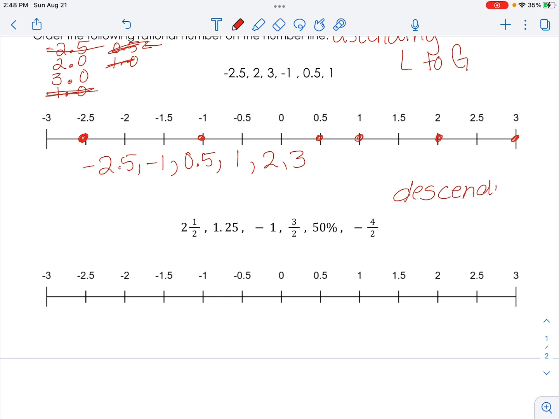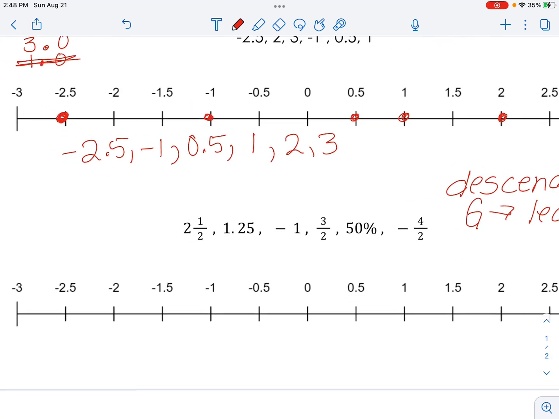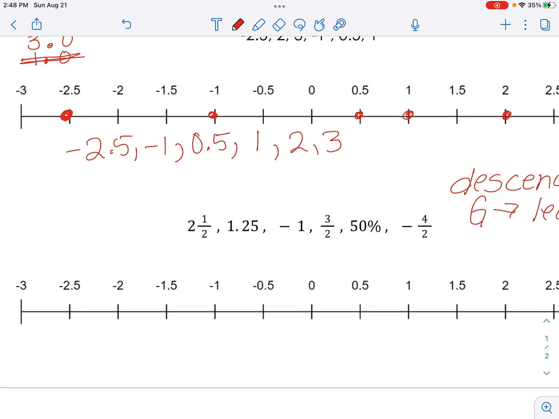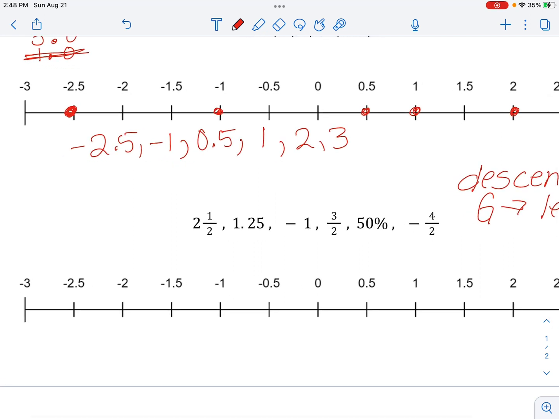Remember what descending order is? This one we're going from greatest to least. All right, let's make sure all my numbers are in decimal form. If they're not, I need to convert them to a decimal. Okay, here we go. I have 2 and 1/2. Well, remember 1 divided by 2 is 5/10, plus the 2 is 2.5. Remember your decimal is right here after the whole number. So that is equivalent to 2.5.